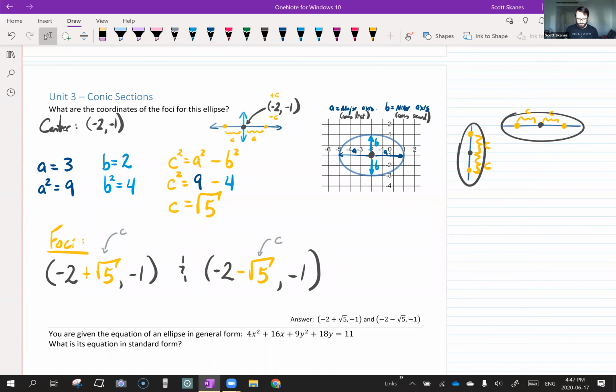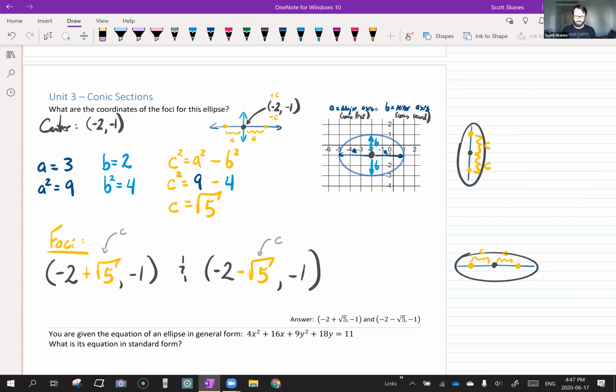Okay. So that's the idea. And there's only two cases. It's either going to be stretched vertically, which means your major axis is vertical, or it's going to be stretched horizontally, which means your major axis is horizontal. It's not easy. I'm not going to pretend it's easy, but at least I'm giving you another suggestion as to what you should study.